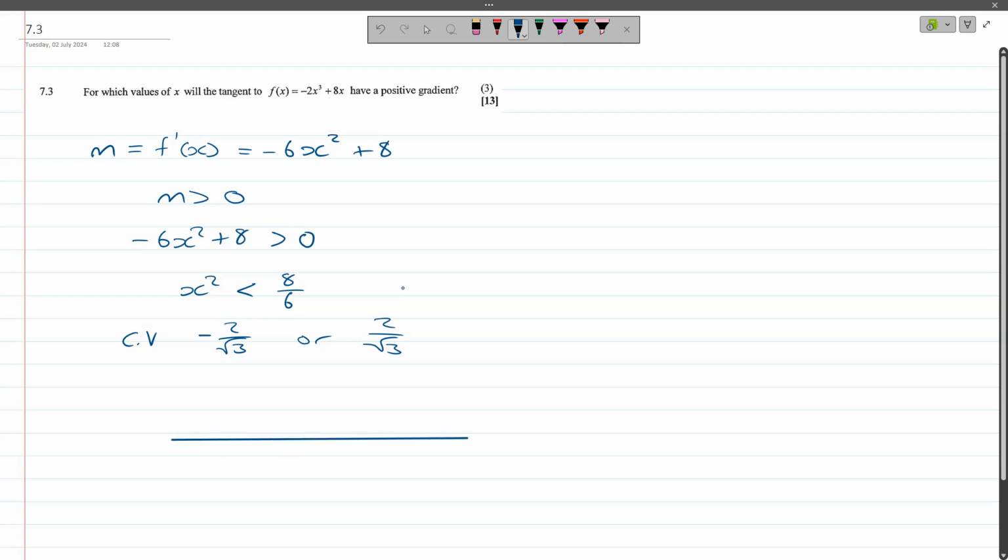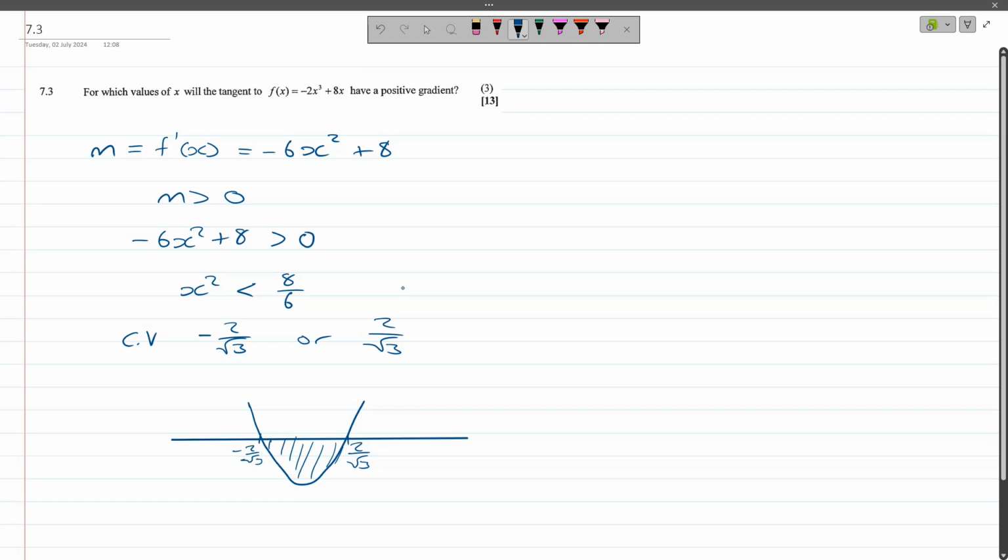We draw our x-axis. We indicate our points, minus 2 over root 3, and we indicate our other point, 2 over root 3. And we're looking for the region. Remember, over here we divided by negative, so the sign changed from greater than to smaller than. Therefore, we're looking for an answer within this region.